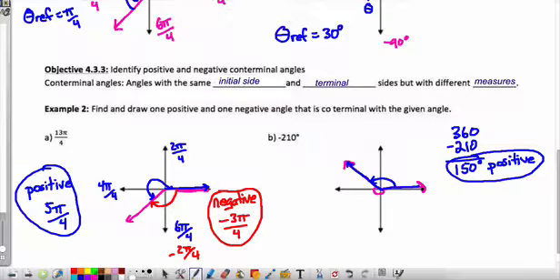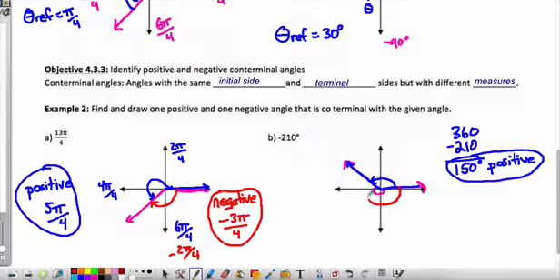Okay, so now with my negative one, well, I can't just go right from here to here because that one's already the original angle. So I'm going to have to go past it and back around again. And I can go as many times as I want. I can come up with an infinite number of angles, but I just need one. So I'm going to go past it once.